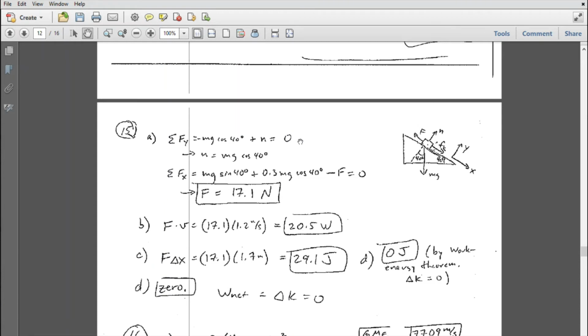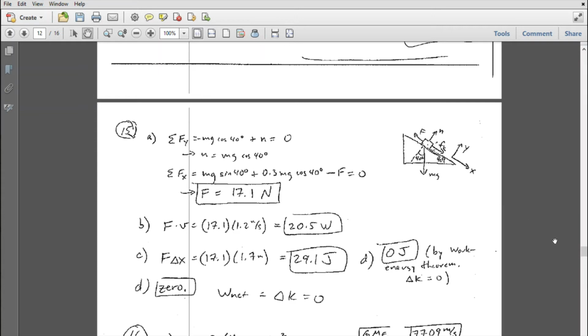So in order to find the normal force, we have to sum forces along the y direction. That allows us to solve for the normal force, and then we can use that in the sum of the force x components. Both of them equal 0 because it's not accelerating at all, and that allows us to solve for the force that we have to apply to push it up at a constant velocity.